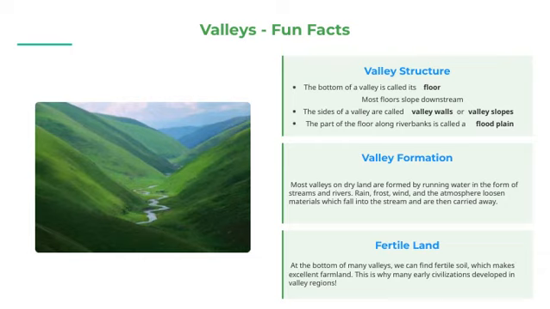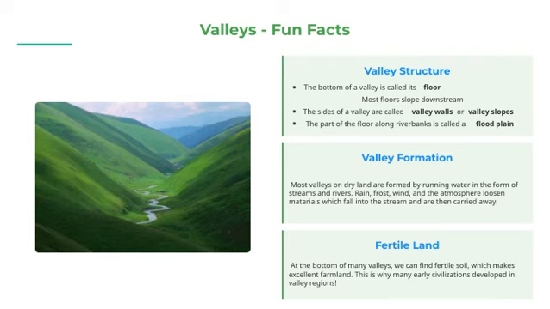Let's take a closer look at valleys and some fun facts about their structure. The bottom part of a valley is called its floor. Most of these floors slope downstream, following the path of the water that flows through them. The sides of a valley are known as valley walls or valley slopes, and these can be quite steep or gentle depending on the terrain. Along the riverbanks on the valley floor, you'll find an area called a floodplain, which gets flooded when water levels rise.